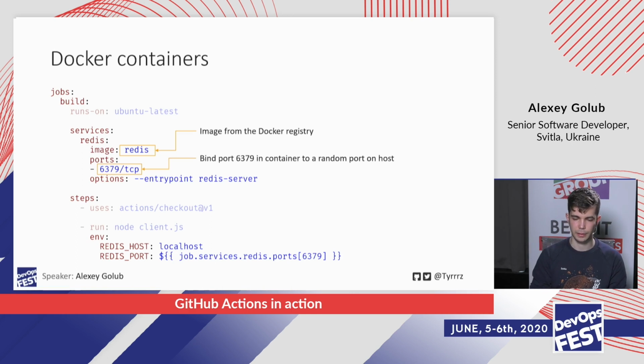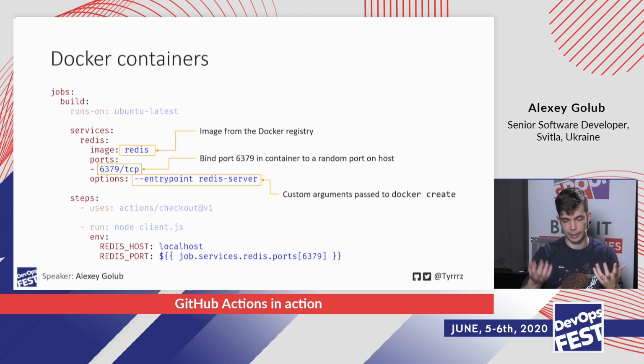But an interesting thing here is that we're not just binding the ports on the container to something specific on the host, but rather we just say, give me any port that is currently available that uses TCP. And this way, it will just choose a random available port and bind that to 6379 on the container. And then in our steps, you can also specify custom options to Docker create if you need to.